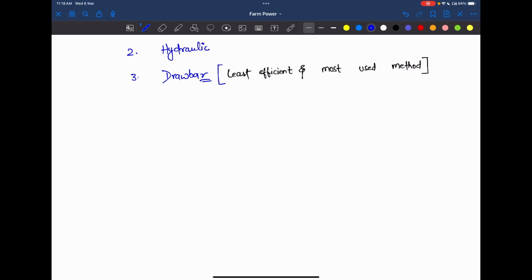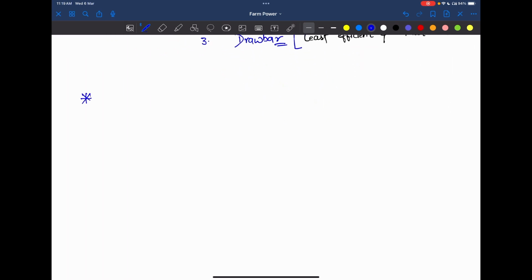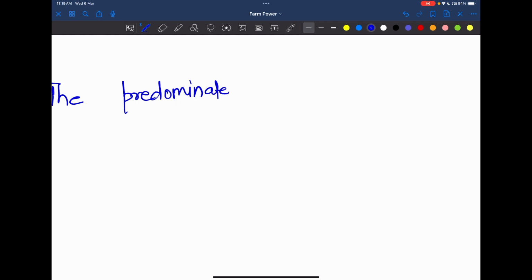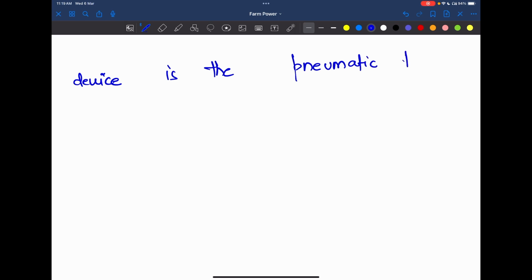The basic configuration of wheels and tracks are modified to meet the special operating conditions in various parts of the world. The predominant traction device is the pneumatic tire. The P is silent in this one. Pneumatic tire.